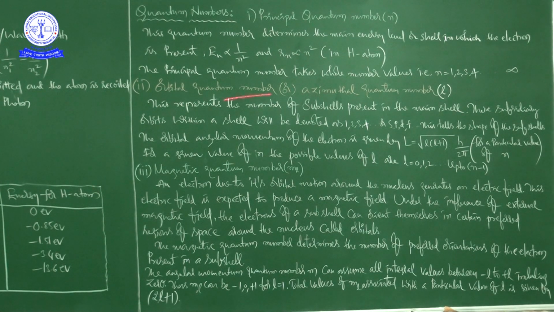Next, third one, magnetic quantum number, that is small m suffix small l. This is the notation to represent the magnetic quantum number. See here. Regarding the magnetic quantum number, observe carefully. An electron, due to its orbital motion around the nucleus, generates an electric field. So you have to go back to our discussion, that is magnetic effects of electric current.